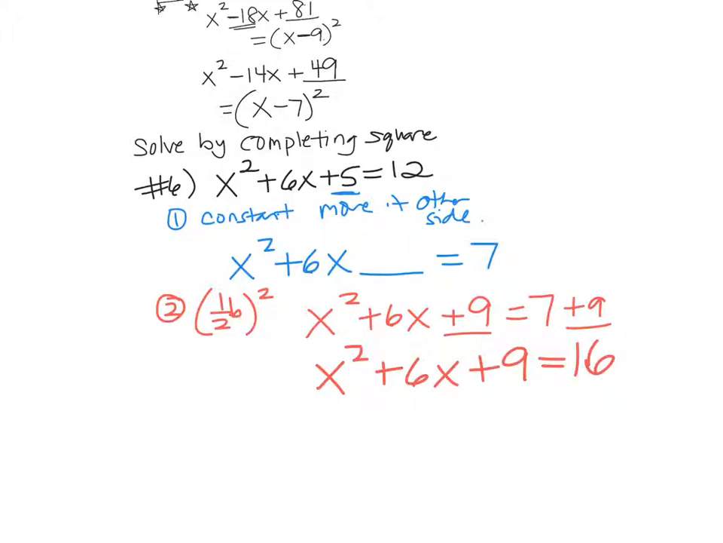Is everyone okay so far? Mm-hmm. What happened to 12? We subtracted 5 and got 7. Oh. Yep. Okay, step 3.